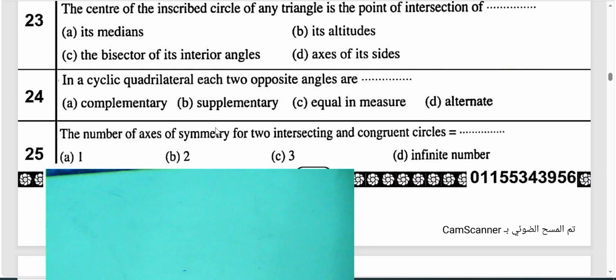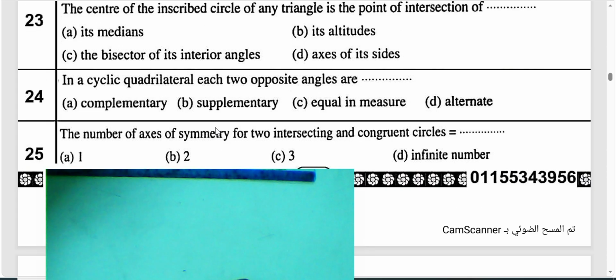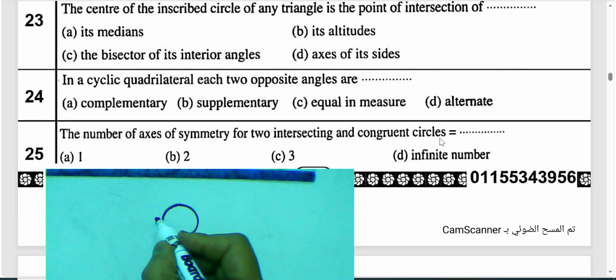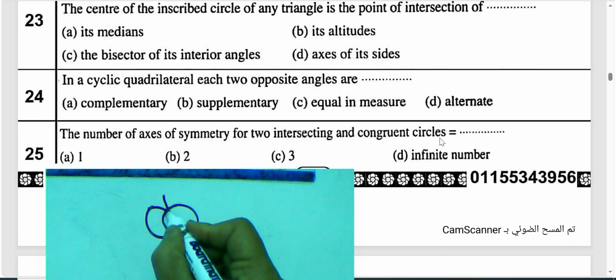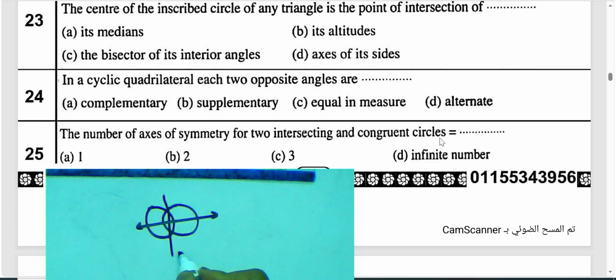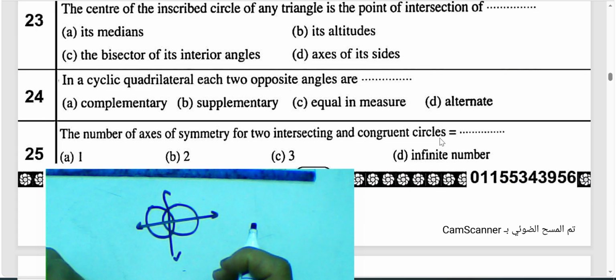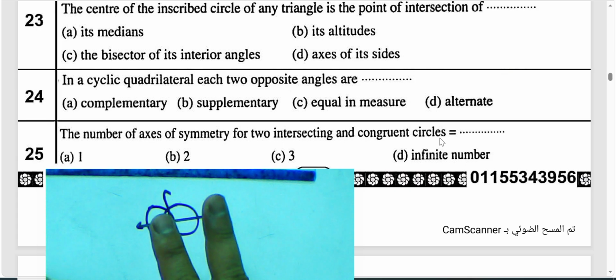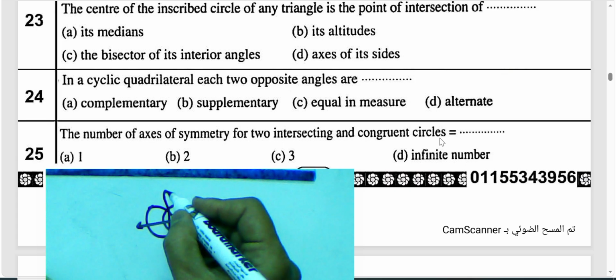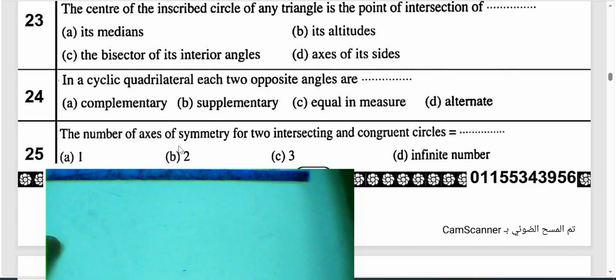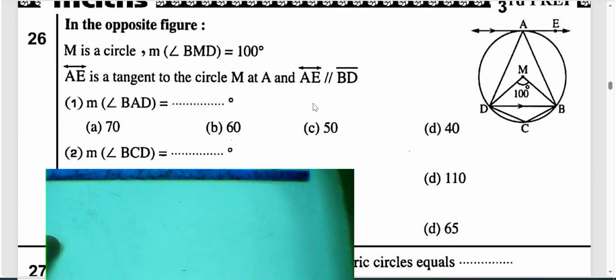Next question. The number of axes of symmetry for two intersecting and congruent circles. He asked about circles that are congruent and also intersecting like this. How many axes of symmetry are here? We have one axis of symmetry and the second. So we have two axes of symmetry because the two circles are congruent and intersecting. We can divide it by two axes of symmetry. Okay, then choose letter B. The answer here is letter B.